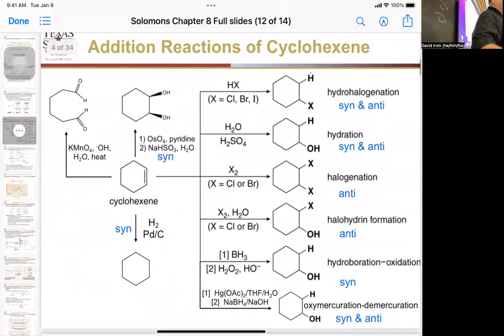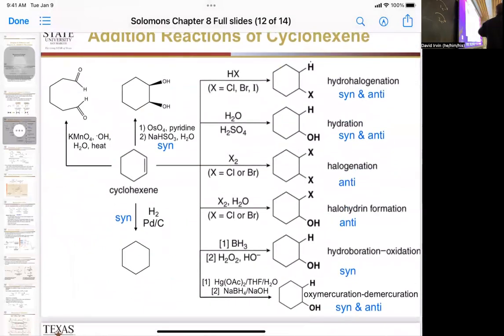Okay, so, all right, lecture's done. Just memorize this table. No, I'm kidding. These are all the different types of reactions I'm going to cover in this chapter.